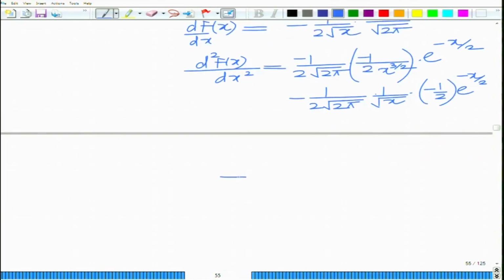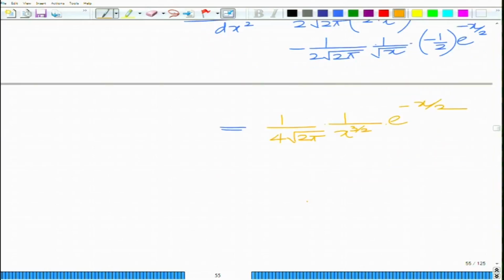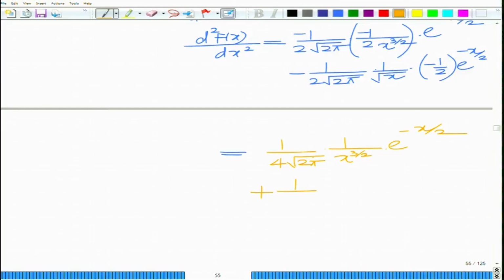And now, if you simplify this, you can see that this derivative is nothing but 1 over 4 square root of 2 pi, 1 over x raised to the power of 3 by 2 into e raised to minus x over 2, plus again 1 over 4 square root of 2 pi times 1 over square root of x e raised to minus x by 2.